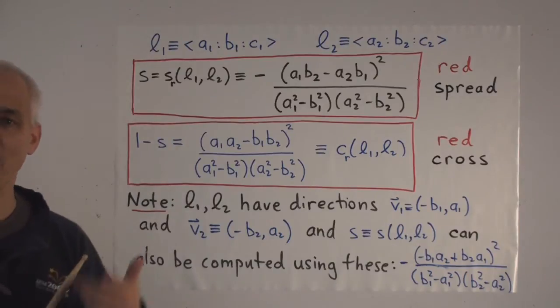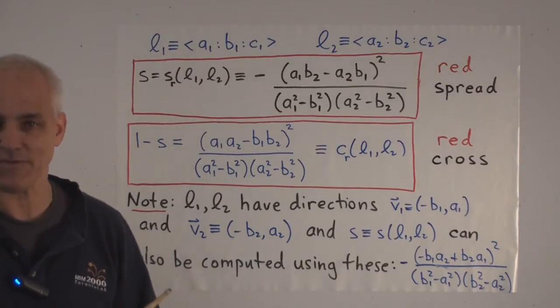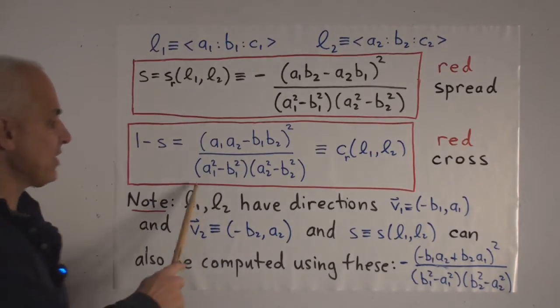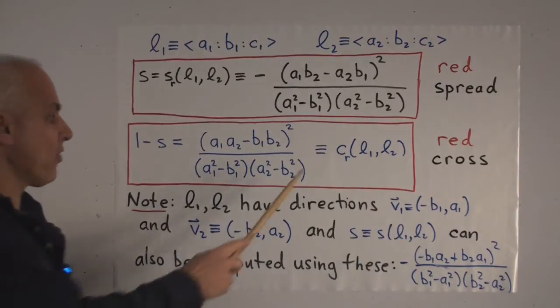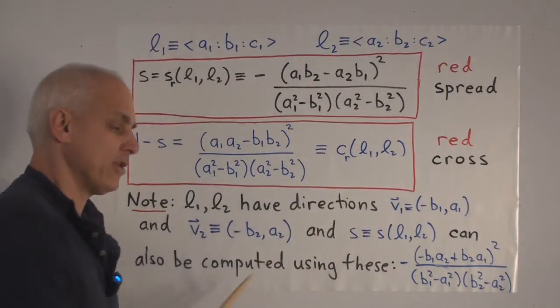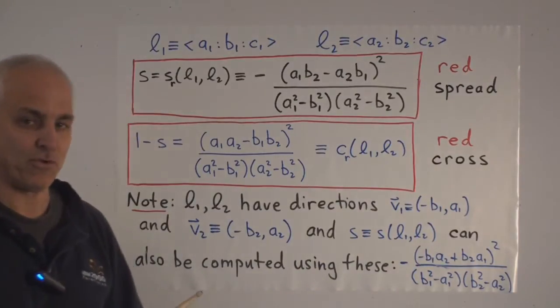This is a red or relativistic analog of what we called Fibonacci's identity previously. And this quantity here is of independent interest. It's called the cross between the 2 lines. So we can call it, in fact, the red cross to distinguish it from the blue cross.